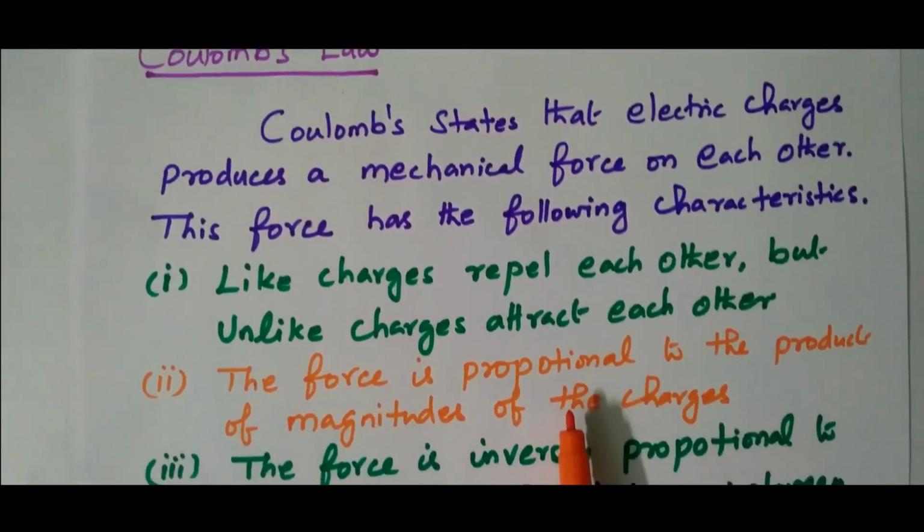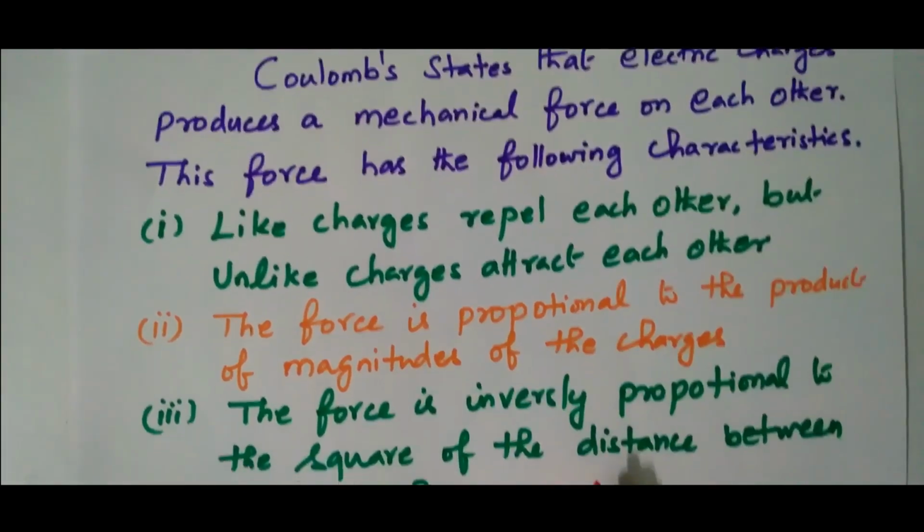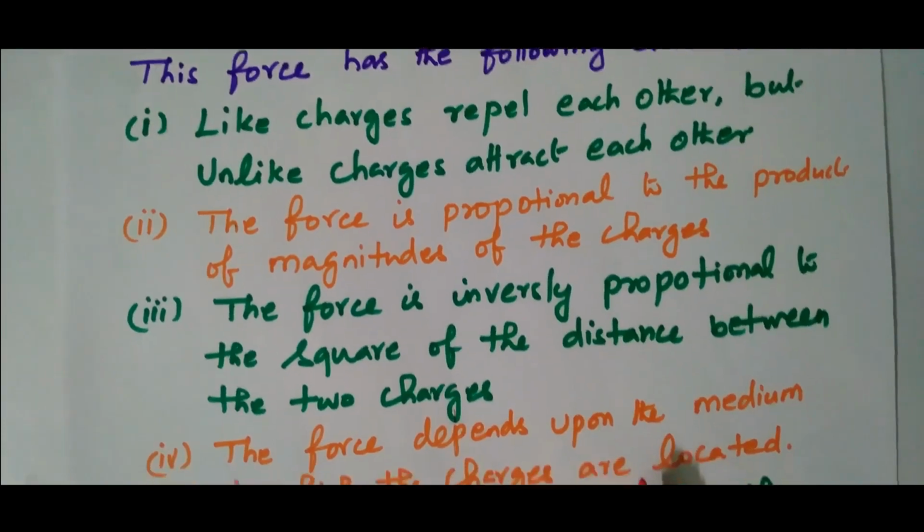Second, the force is proportional to the product of the magnitudes of the charges. If two charges are available, the force will be proportional to Q1 and Q2. The third point, the force is inversely proportional to the square of the distance between the two charges, that is 1 divided by r square. Inversely proportional to the square of the distance between the charges.